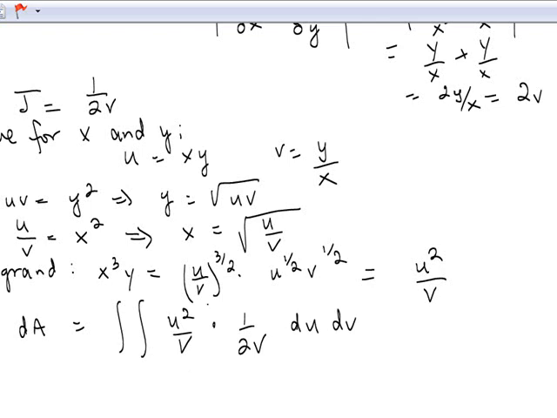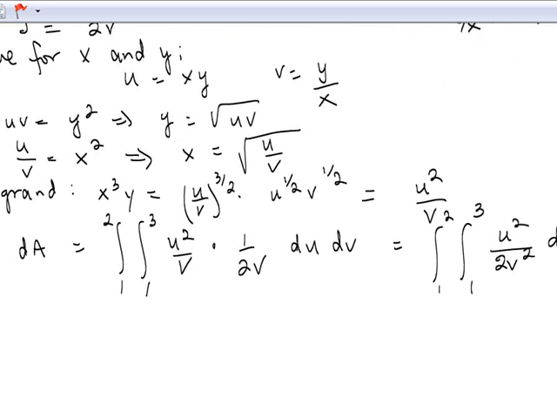What are the limits for u? I don't want to scroll up again. 1 to 3, thanks. And what are the limits for v? 1 to 2. Okay? So simplify this integrand. 1 to 2, 1 to 3. What is this? U squared over 2v squared du dv. Okay.